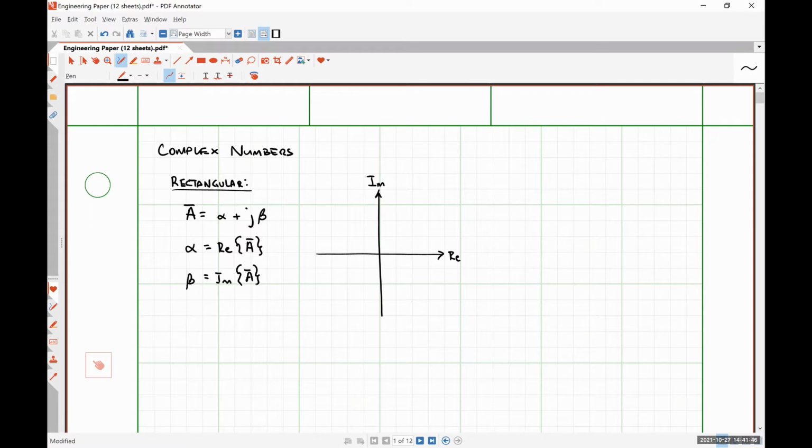All right. So if I were to graph this, assuming both alpha and beta were positive just for the sake of argument, I might have something, I wish I could draw a straight line here, like so. And therefore, the projection of complex number A onto the real axis is alpha, and the projection of complex number A onto the imaginary axis is beta.